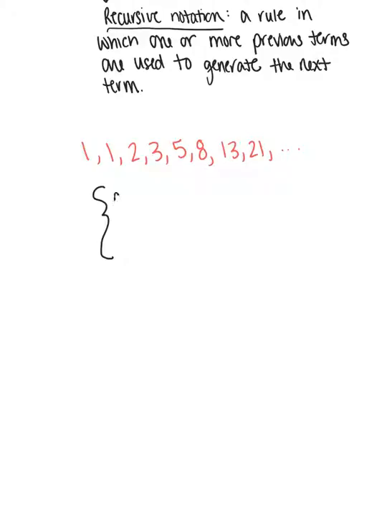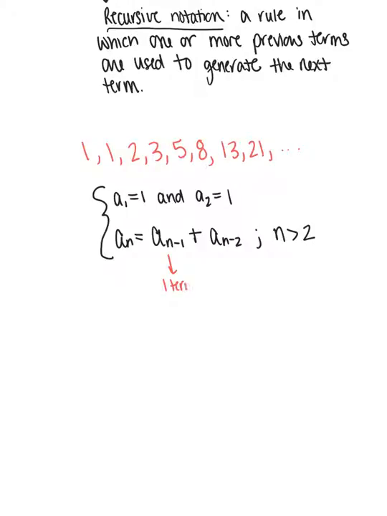So I'm going to have a sub 1 is equal to 1, and a sub 2 is equal to 1. And then I can say a sub n is equal to a sub n minus 1 plus a sub n minus 2, such that n is greater than 2. So I would be starting with 3 and adding the two previous terms. So this is one term before n, and this is two terms before n.